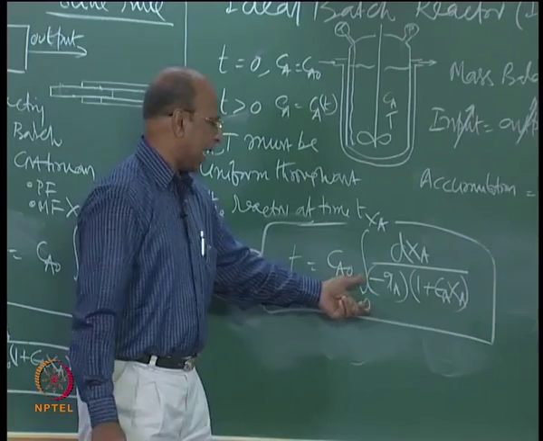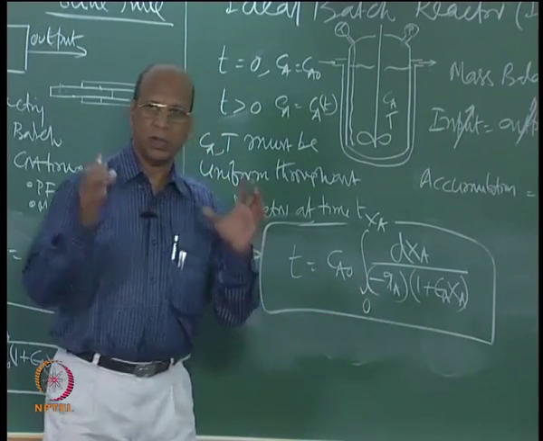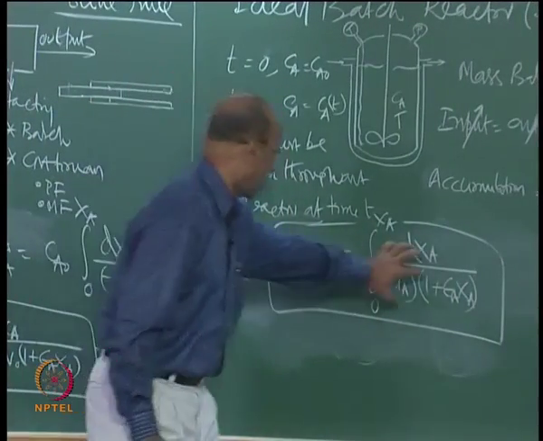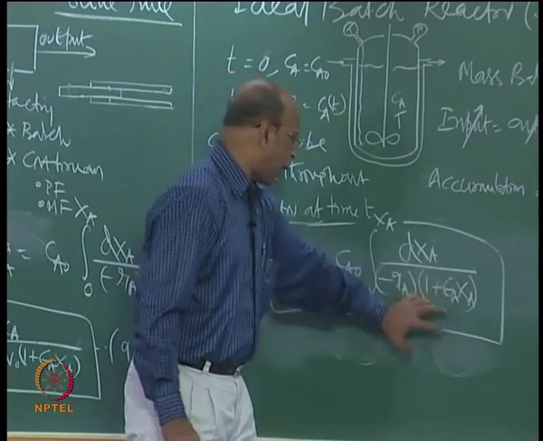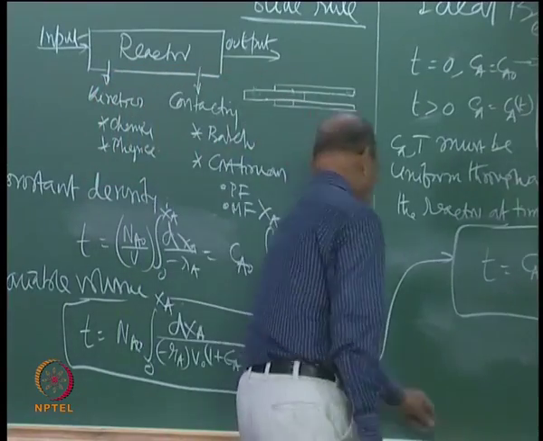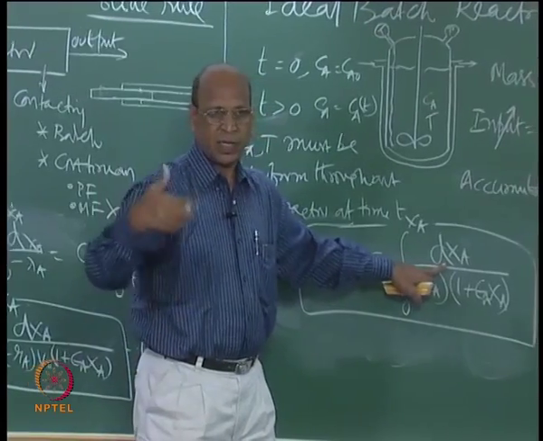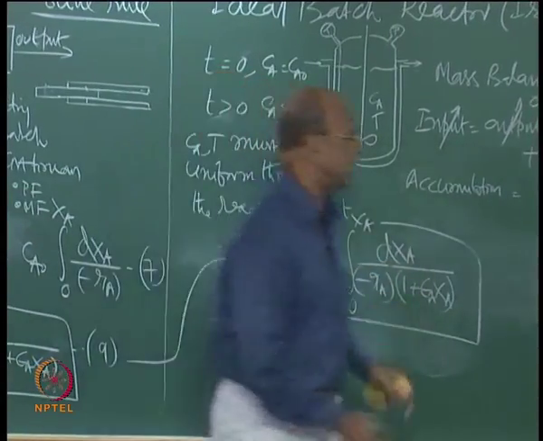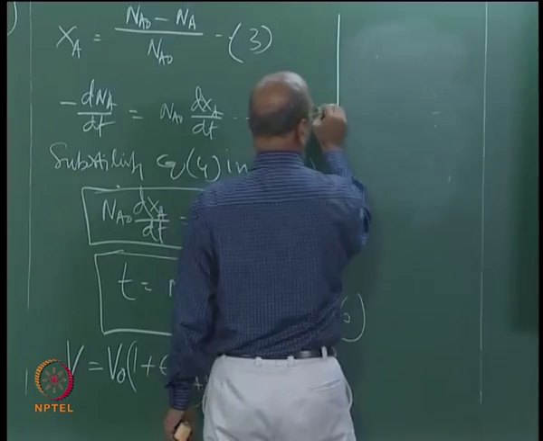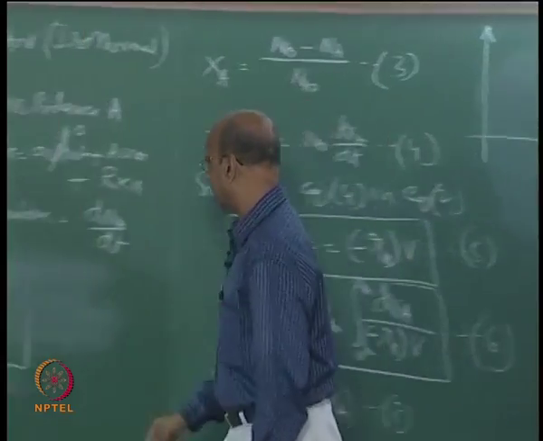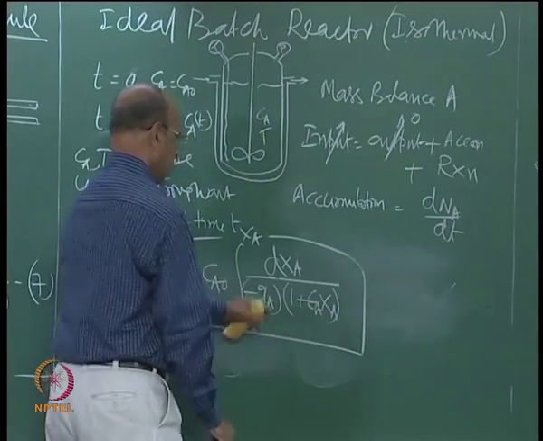He also puts this in the form of graphs. We are simply putting this equation, this integral in fact, in the form of graphs. How do I plot this integral as a graph to get the area under the curve? You see, this d x A, x A must be on the x axis, because with respect to this you are integrating. So, this is x A, and on the other axis, 1 by minus r A.